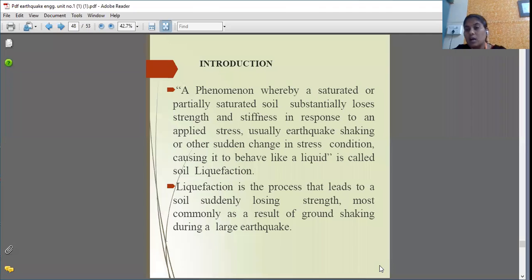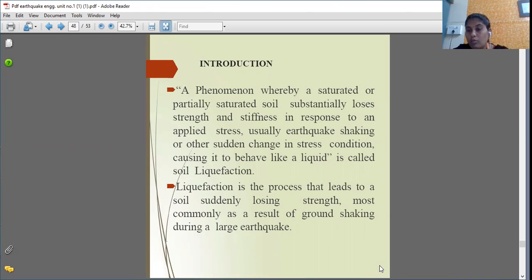Suppose up to some depth we get water, the water table is available over there. And an earthquake happens in that area. If an earthquake happens in that area, because of this earthquake, ground shaking will occur. There will be ground shaking and ground movement will occur.